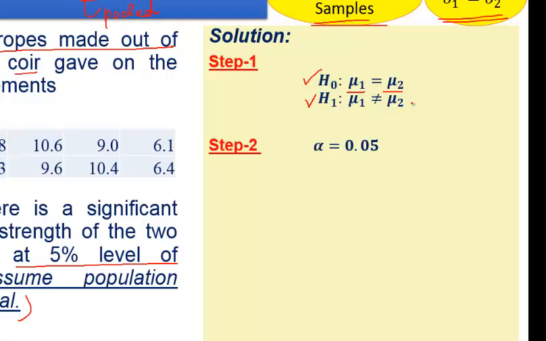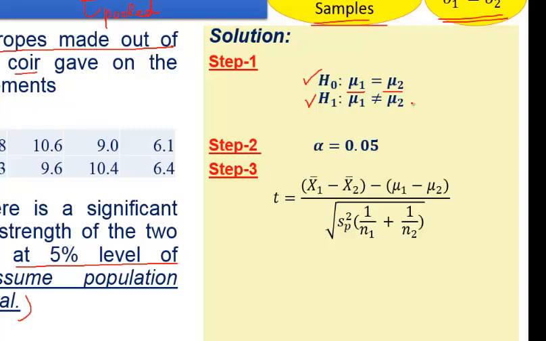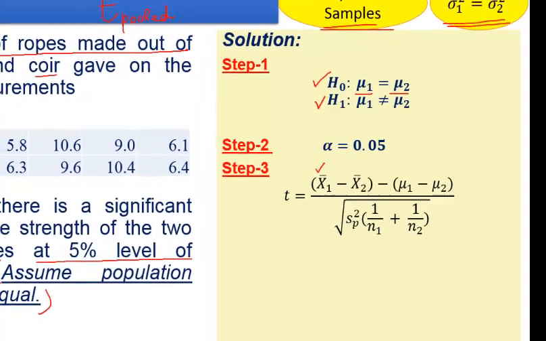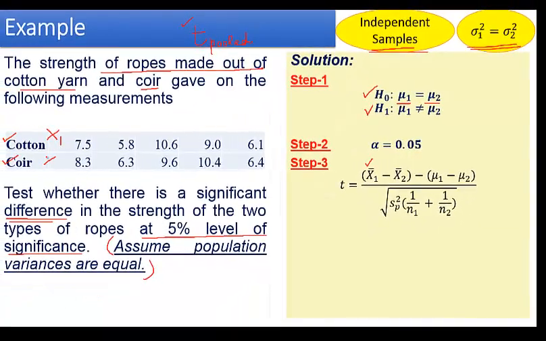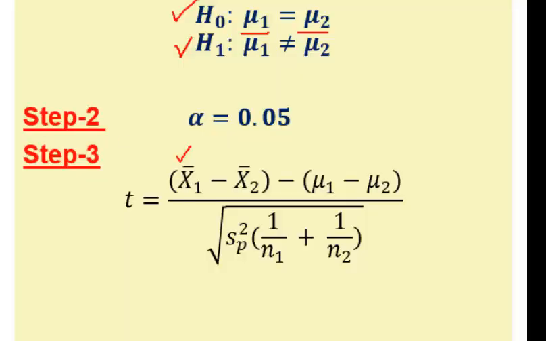The third step is to write the formula. Since it is an independent sample and it's a pooled test, this is the formula which will be used in this question. So x1 bar is the sample mean that we will take from the cotton group, since we have put the notation x1 to the cotton group, x2 to the coir group, that is, group 1 and group 2. So x1 bar will be the sample mean taken from the x1 variable, x2 bar will be the sample mean taken from the x2 variable.